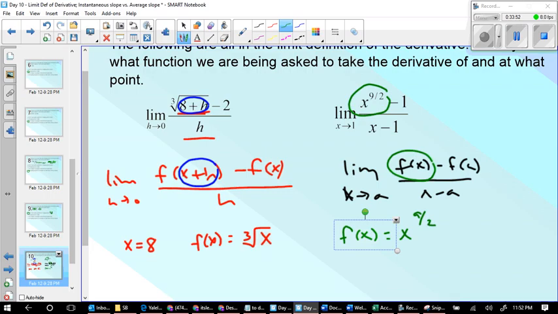And where are we trying to take the derivative? This is at x equals, well, where's a? A should be down here, over here. So that is 1. All right, so I'm trying to find the derivative of x to the 9/2 at x equals 1.